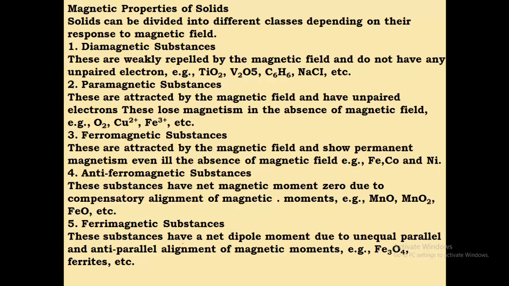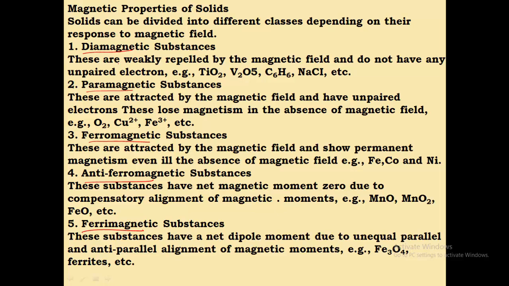Next, magnetic properties of solids. As you have studied the defects and electrical properties of solids, some general characteristics of solids, now magnetic properties of solids. As you know, some of the solids are attracted towards a magnet. In the presence of a magnetic field they behave differently, and based on that they are classified into diamagnetic, paramagnetic, ferromagnetic, antiferromagnetic, and ferrimagnetic substances. So we will see them one by one.